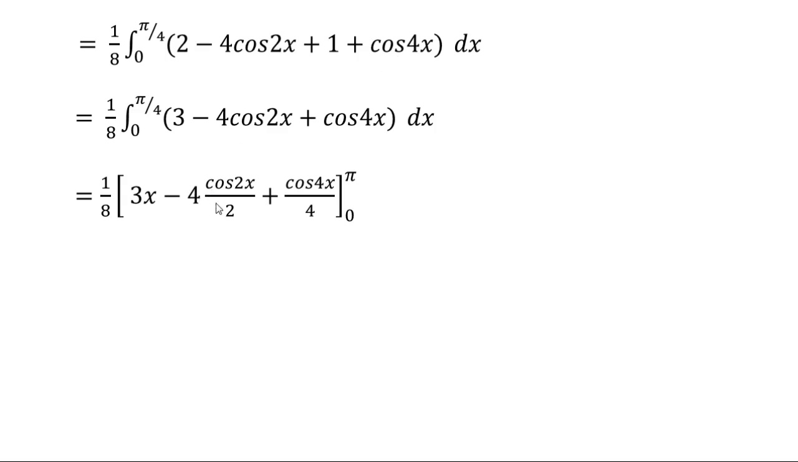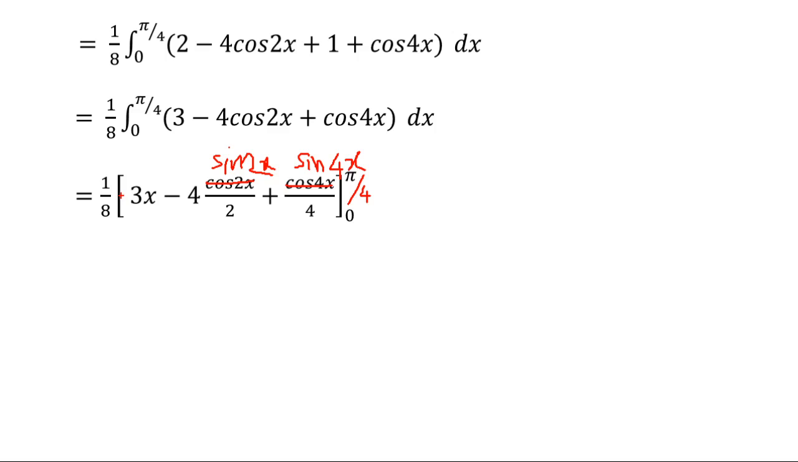Here I made a mistake in writing the integration. I have written this cos 2x as it is, but the actual integration of cos 2x is sin 2x upon 2, that coefficient. So this should be sin 2x upon 2. Then integration of cos 4x should be sin 4x upon 4. And its limits are from 0 to pi by 4.